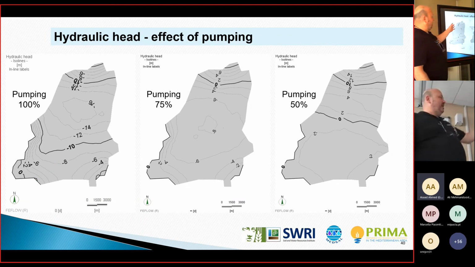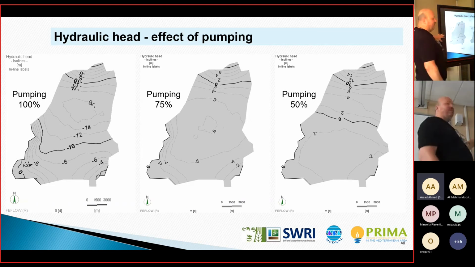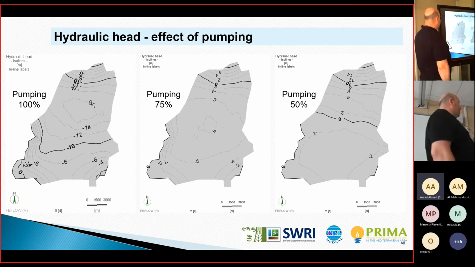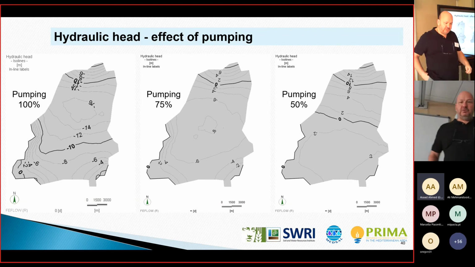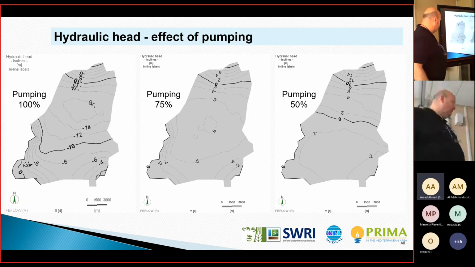Here we can see another 3 runs of the model. We have the same value of hydraulic conductivity, the same value of recharge, all the parameters are the same, and we only change the pumping from the wells. So here is the actual pumping, what is happening, 100%. Here we have less pumping, 75 and 50%. And we see different results, obviously.